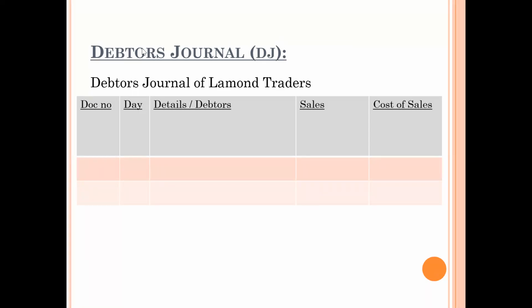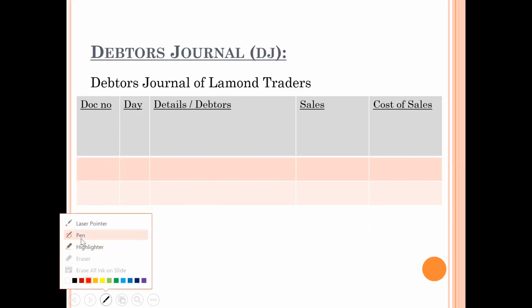Then in front of you, you can see the format of the Debtors Journal with the different columns. If we work through that again, you will see at the top, it says Debtors Journal of, and whatever the name of the business is. In this case, we said it's going to be Lamont Traders. Then you will get the different columns with the headings. I just want you to look at the headings again, and we're going to talk quickly through them.